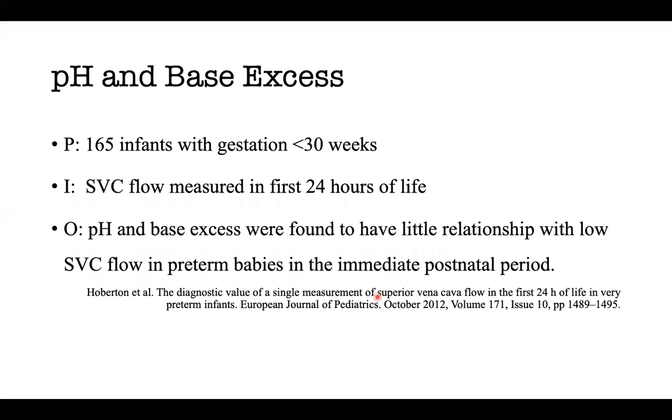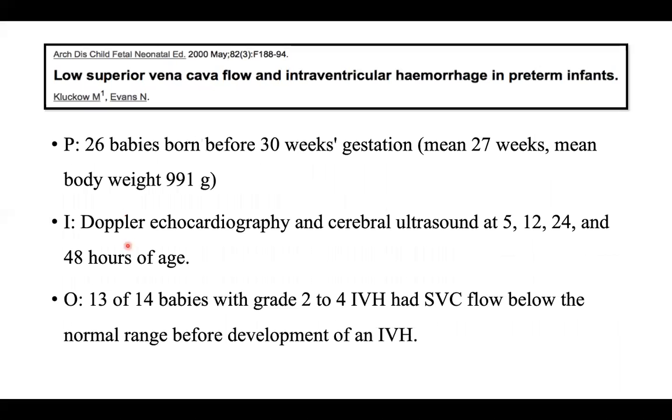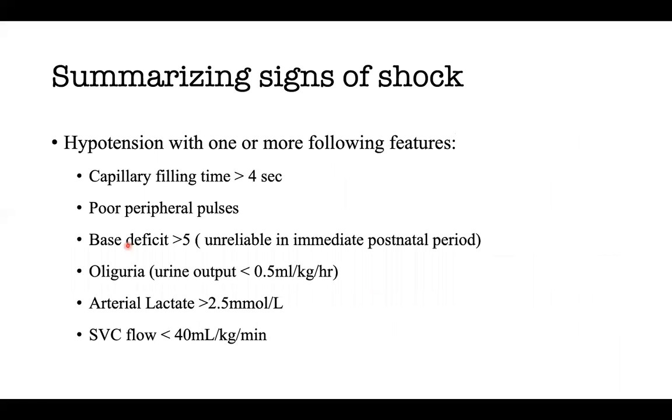And pH and base excess, again, as we discussed in heart rate and urine output, are not good markers to assess shock because, again, why? Because of the immature renal concentrating ability and also newborns lose bicarb through the urine. So pH and base excess have been found to have little relationship with low SVC flow in neonates. So this I'll just skip because of a shortage of time.